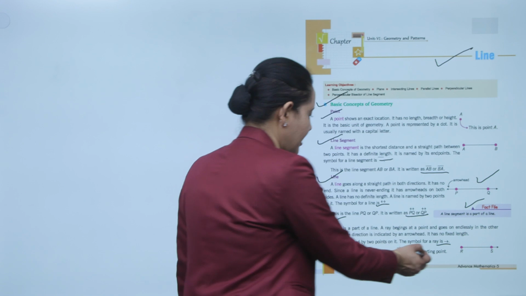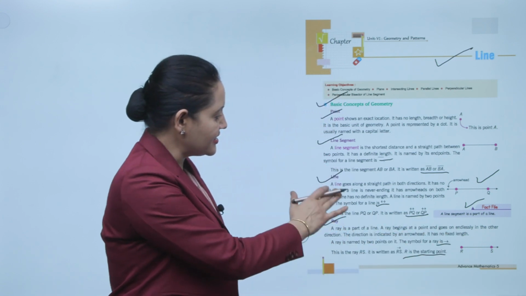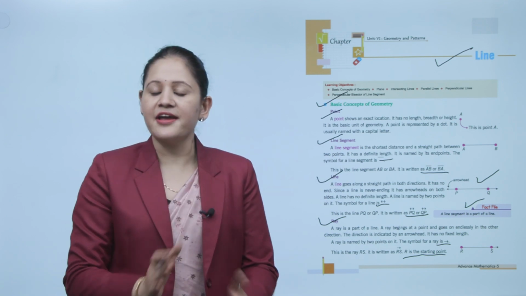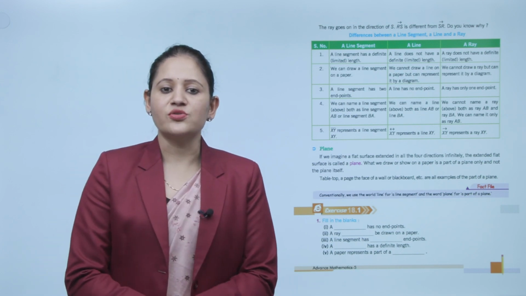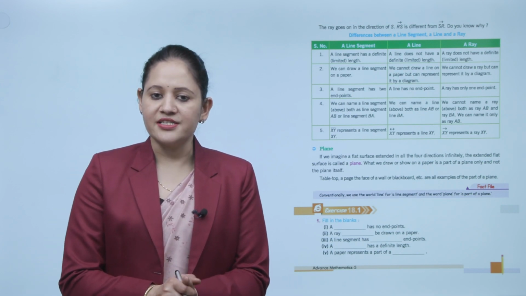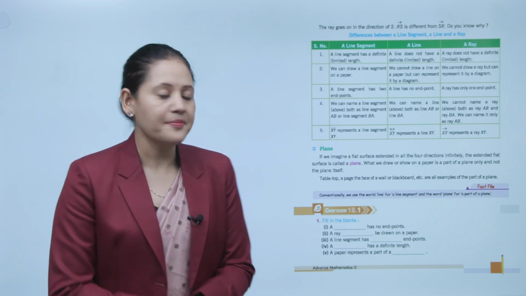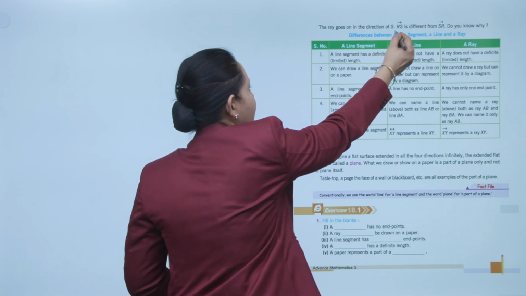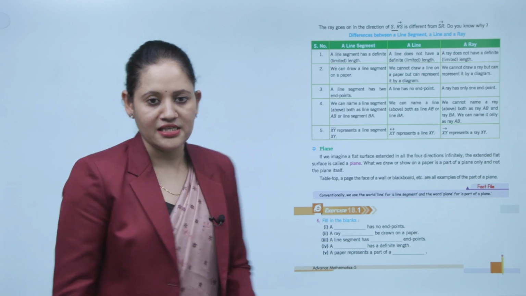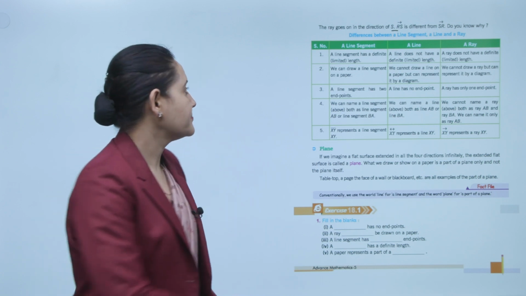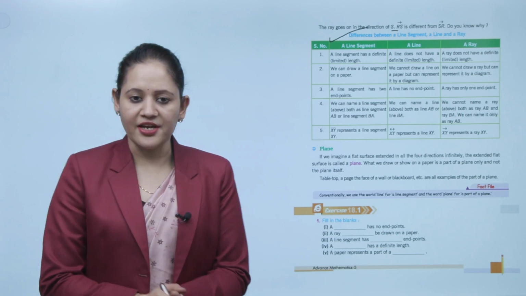R is the starting point. We can't write it as ray SR. We will write it as ray RS only. The ray goes in one direction, toward S. RS is different from the ray SR. Do you know why? Because here R is showing the starting point and in the direction of S it can be extended endlessly. Clear?